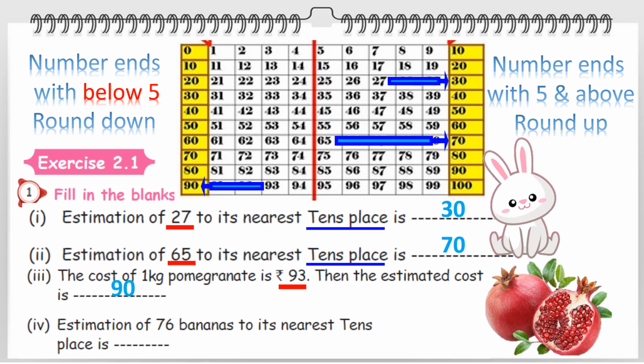Then come to the fourth one. Estimation of 76 bananas to its nearest tens place is, here also nearest tens only. Look at the ones place of 76. Yes. So right side, isn't it? So you have to round it up. So for 76, sure it must be 80. Clear? So the answer is 80. Like this you have to follow. Whatever number you see, you have to check like this.